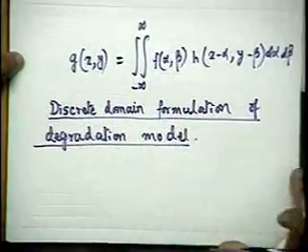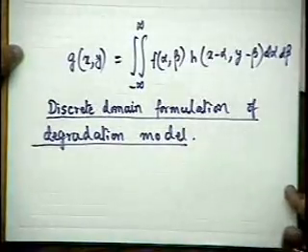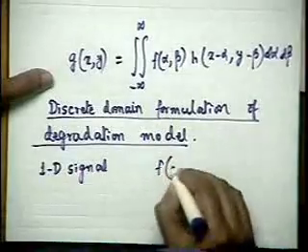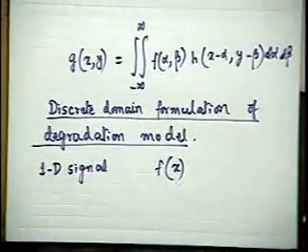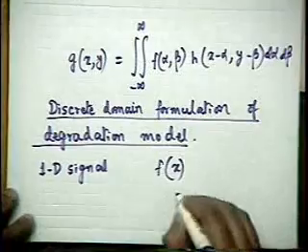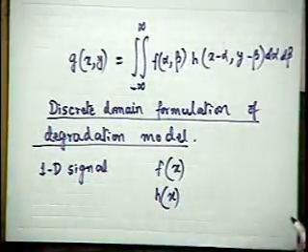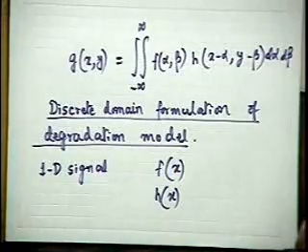So at first we attempt to do it with the one-dimensional signal, and then we can extend it very easily to the two-dimensional signals. Alright, so let us take a one-dimensional signal given as f of x. This is the original one-dimensional signal, and h of x is the impulse response for this one-dimensional system, right?